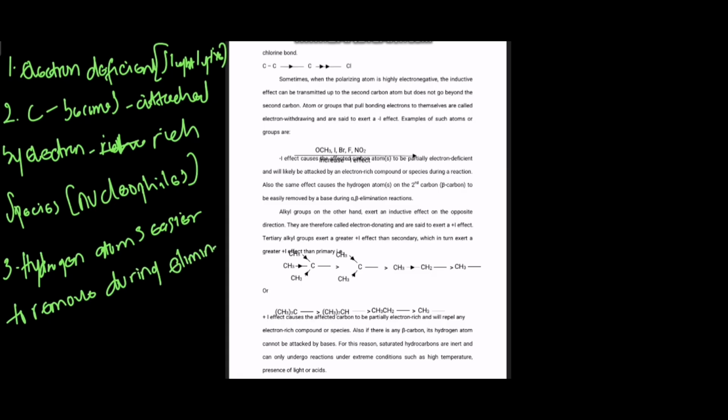Please take note of it, it makes hydrogen atoms easier to remove, to be removed during elimination reaction. This is one of the effects of the negative inductive effect, that is the electron withdrawing group, the group that is very good at pulling electrons towards themselves. Now let's move to the other type of inductive effect.